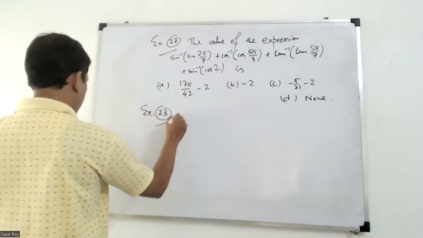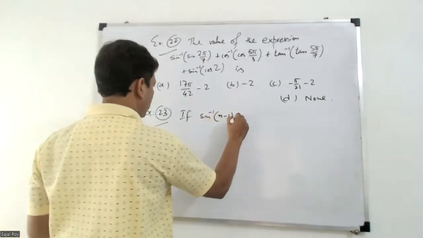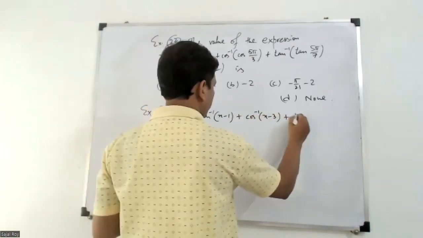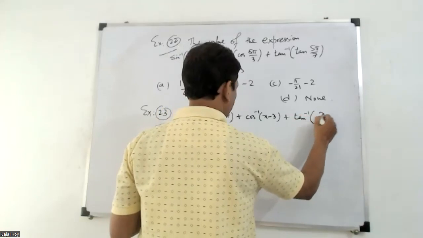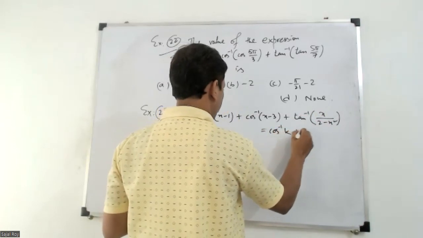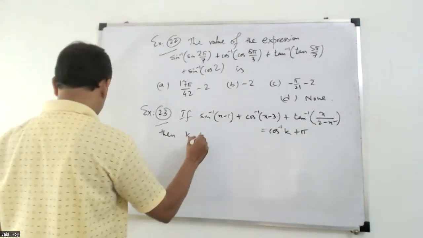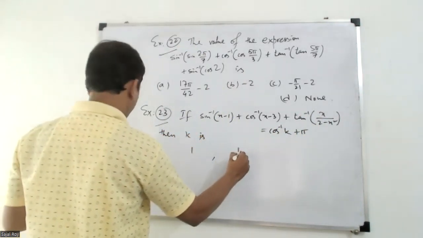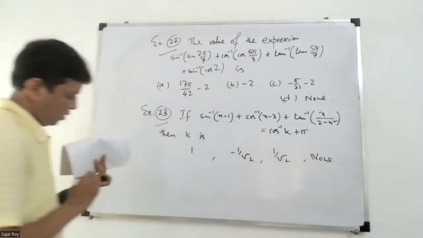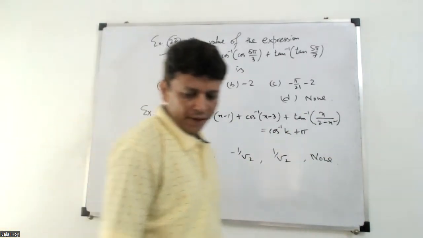23. If sin inverse (x minus 1) plus cos inverse (x minus 3) plus tan inverse (x by 2 minus x square) equals cos inverse k plus pi, then k is: 1, minus 1 by root 2, 1 by root 2, none. So these are your assignments. You can take it as assignment.